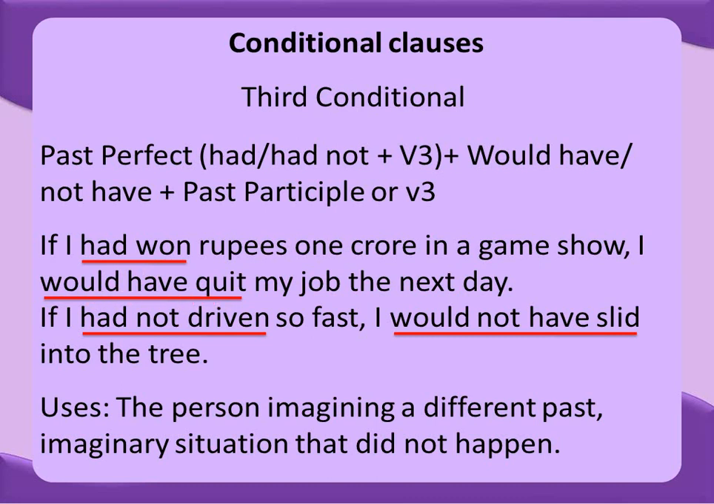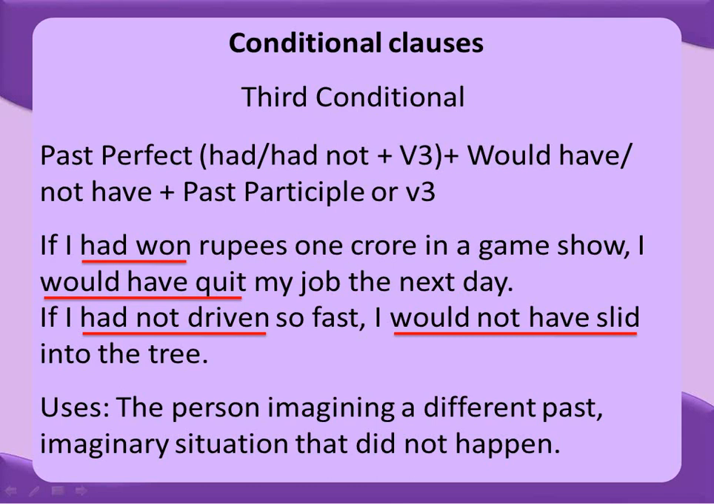Let us see one more example. If I had not driven so fast, so past perfect form in negative. If I had not driven so fast, I would not have slid into the tree. That is in the result clause we have used would not have plus slid, that is V3 form of the verb here. Third conditional clauses are conditional clauses where something has already happened and the person imagines a different past that did not happen. In all the conditional clauses after the condition, a comma must be given.